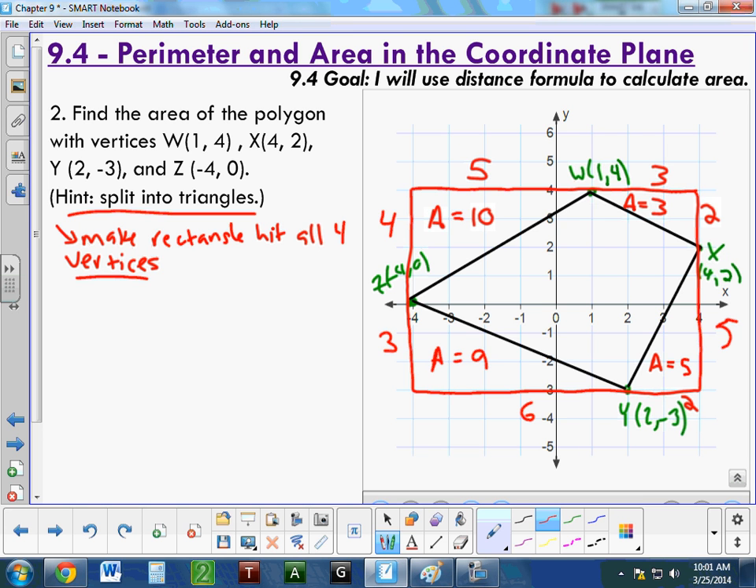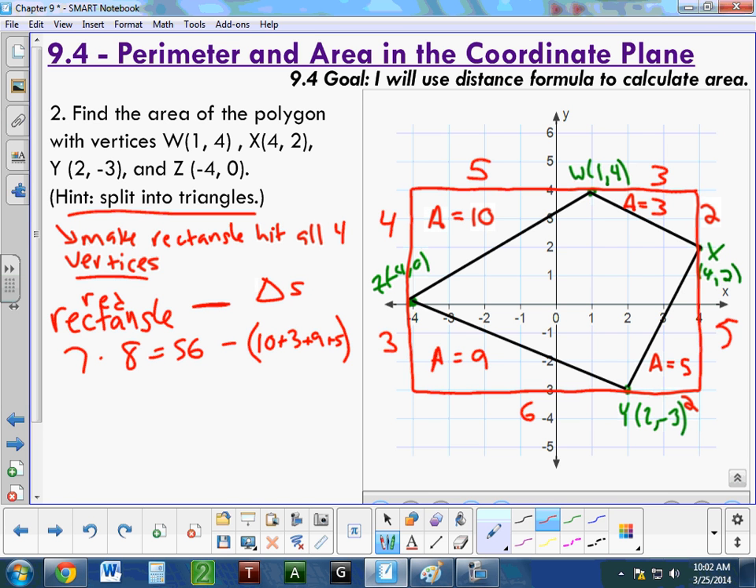Which means I can take the total rectangle, the whole big outside thing, which should be 7 times 8 again, which is 56. I should be able to subtract out the triangles. So those triangles together are 10 plus 3 plus 9 plus 5. 13 and 9 is 22, and 22 and 5 is 27. So I should be able to do 56 minus 27. If you subtract those two, it is 29.